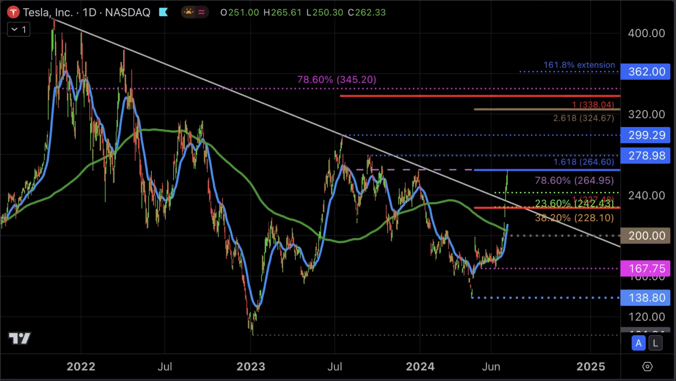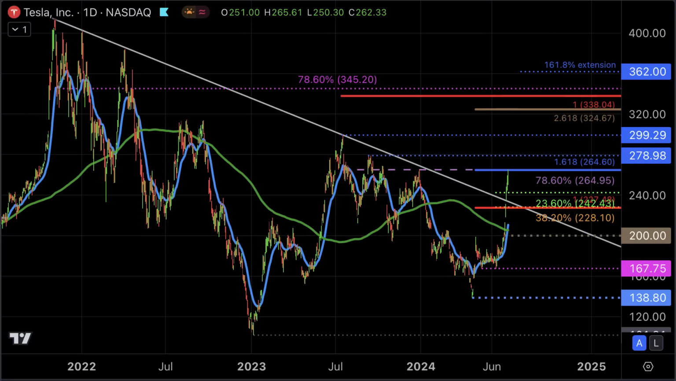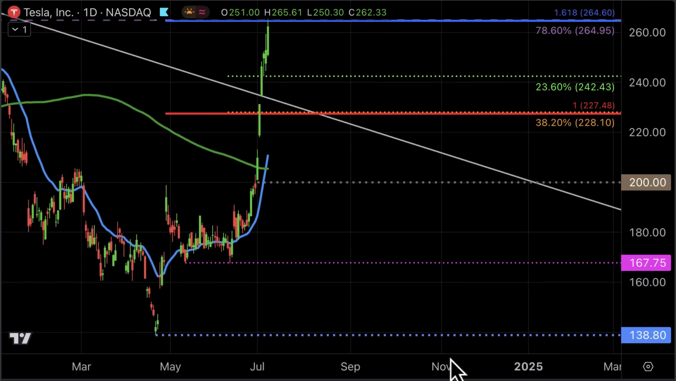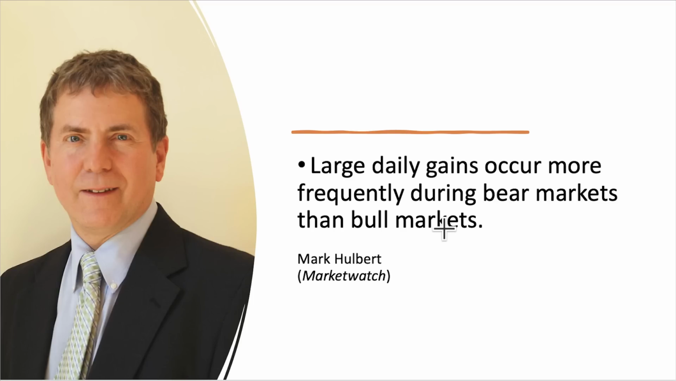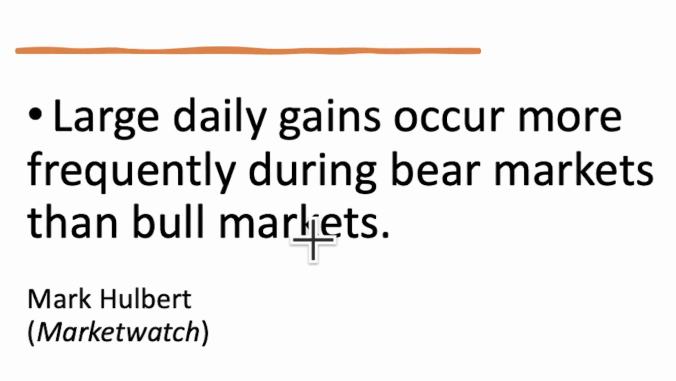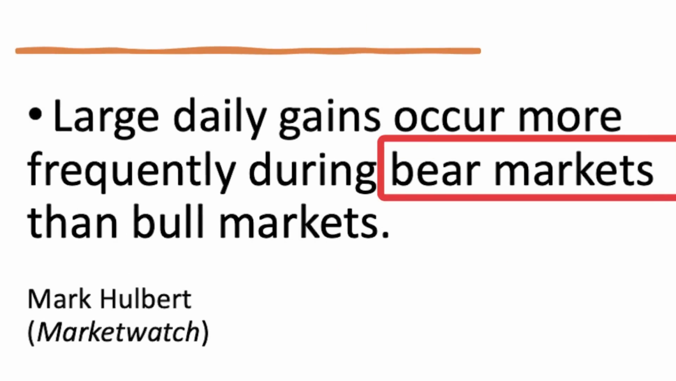So what is the other possible scenario? And by the way, guys, I know some people are saying, but Alessio, surely this rally here has been very strong. I mean, look at the size of these rallies and bounces and moves. Let me first of all pour some cold water on that, because according to Mark Halbert of MarketWatch, and he rightly says, large daily gains occur more frequently during bear markets than bull markets.